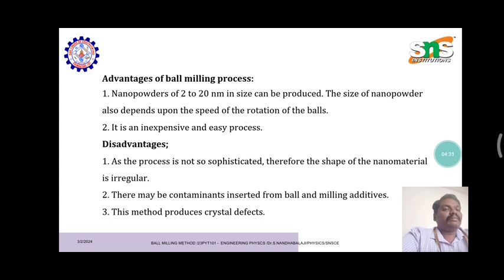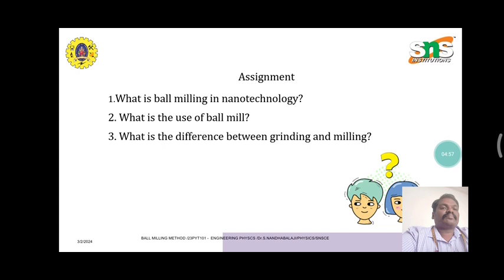Disadvantages of this ball milling process: as the process is not so sophisticated, the shape of the nanomaterial is irregular. There may be contaminants introduced from the balls and milling additives. This method produces crystal defects.